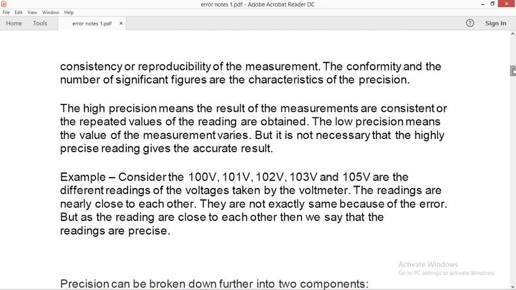So over here you see, though the difference between them is very minute, the significant figures play a very important role as to what exactly is your height. Now high precision means the results of the measurements are consistent, or the repeated values of the readings are obtained. It happens that if you are following the same procedure, it is not always that you are getting different values. You can get the same values everywhere.